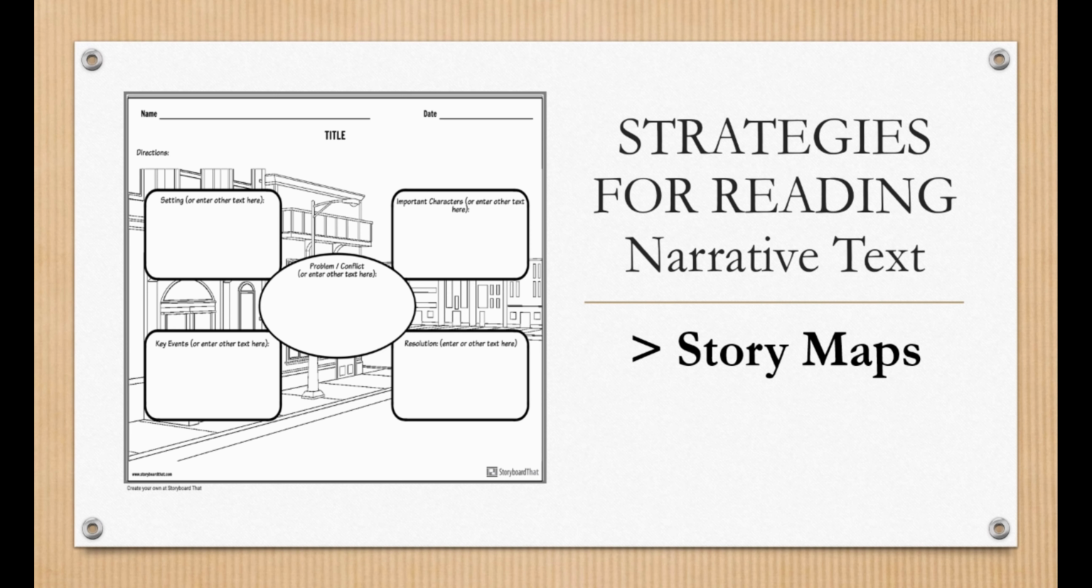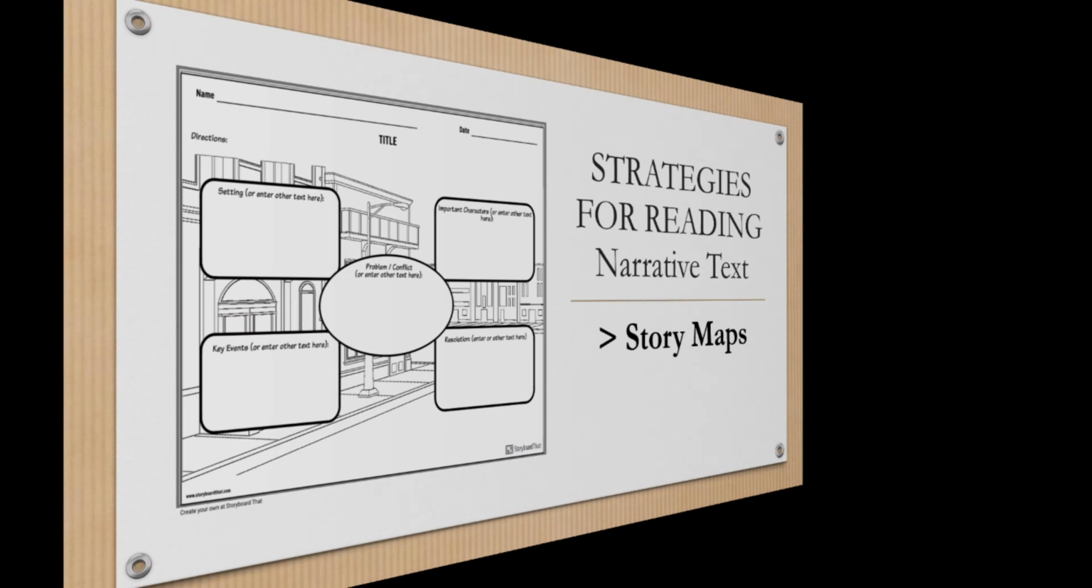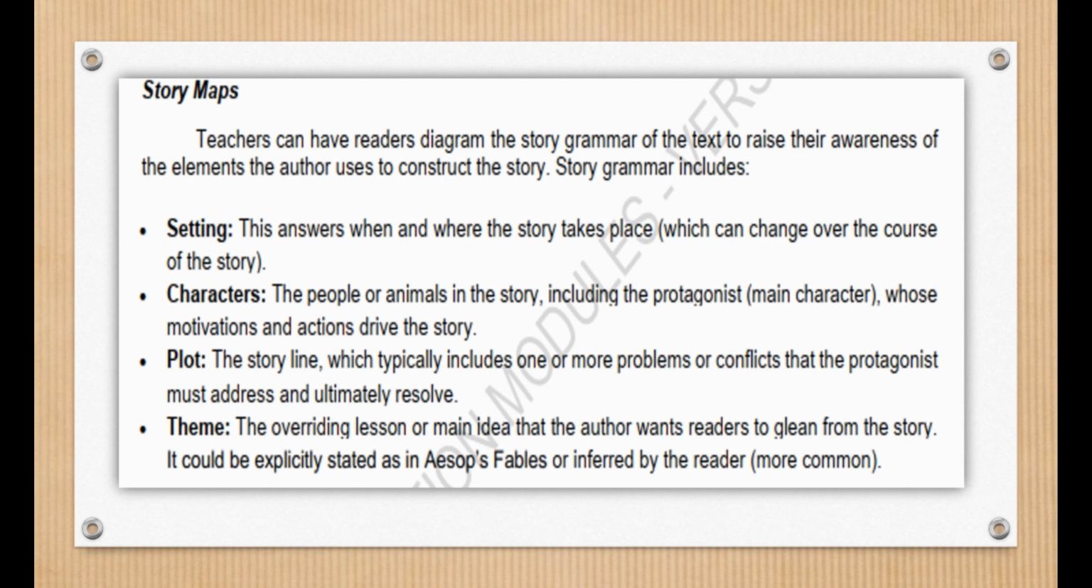A story map is a diagram of the story grammar of the text to raise the students' awareness of the elements the author uses to construct the story. The story grammar includes the setting, which is the place and time where the story takes place, characters, the people or animals in the story, including the protagonist or main character, whose motivations and actions drive the story.